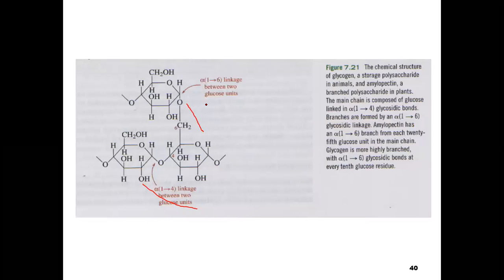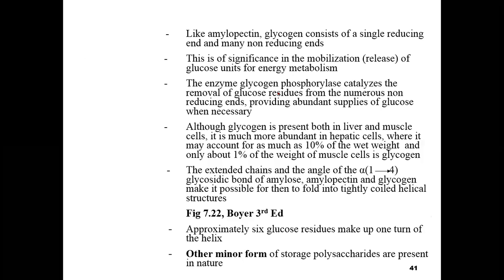This is the alpha-1,6 linkage, and this is the alpha-1,4 linkage. Alpha-1,4 linkage makes the linear molecule. Alpha-1,6 linkage makes the branch on the molecule. They are responsible for making the branch. Like the amylopectin, glycogen consists of a single reducing end and many non-reducing ends.